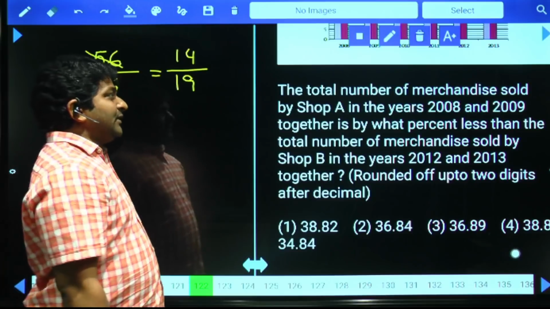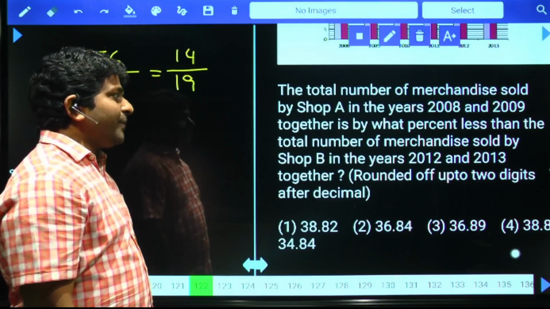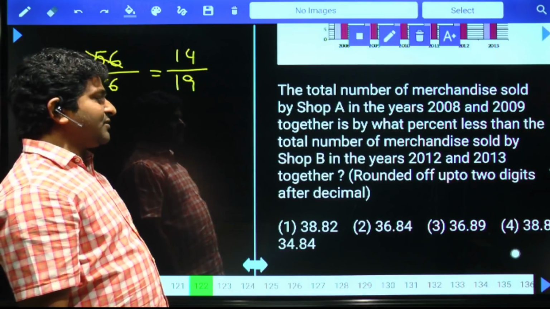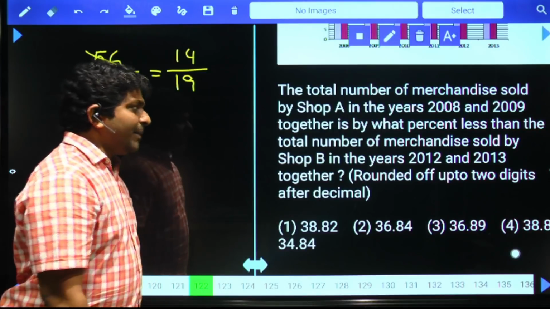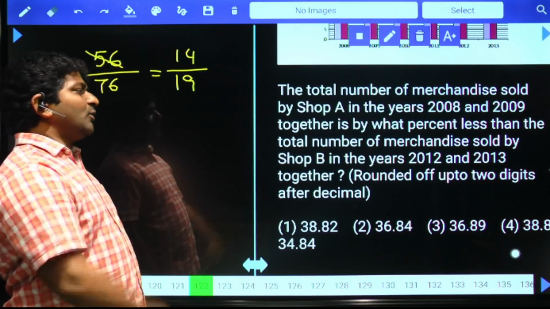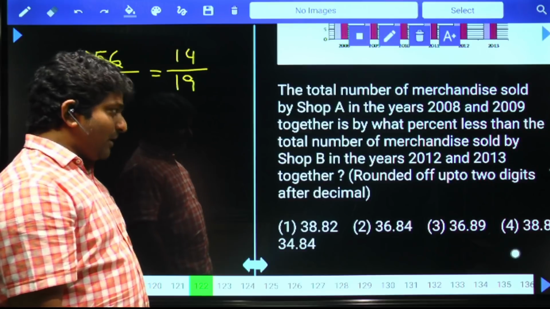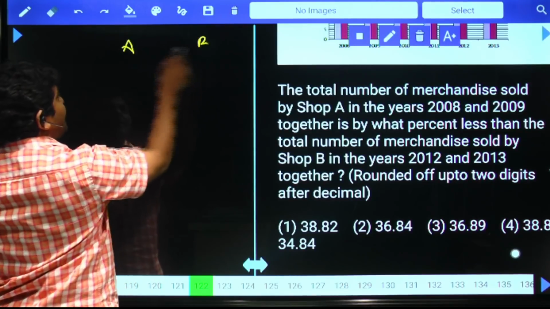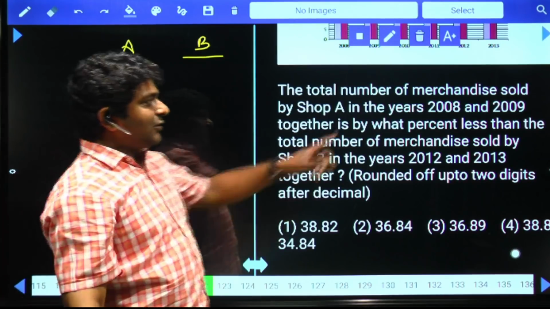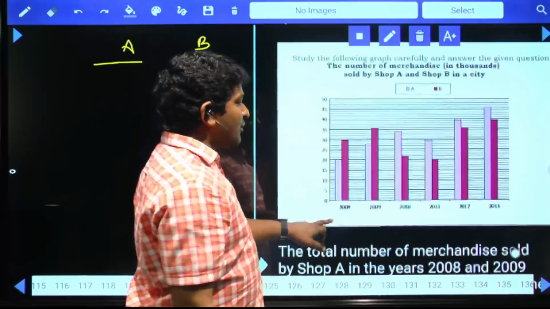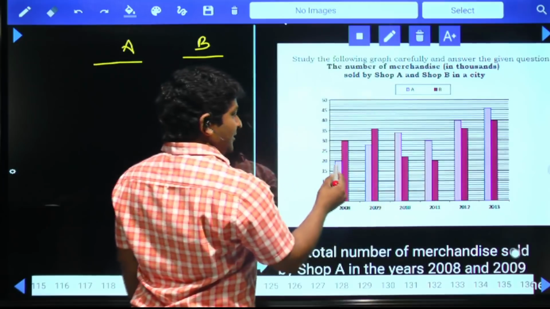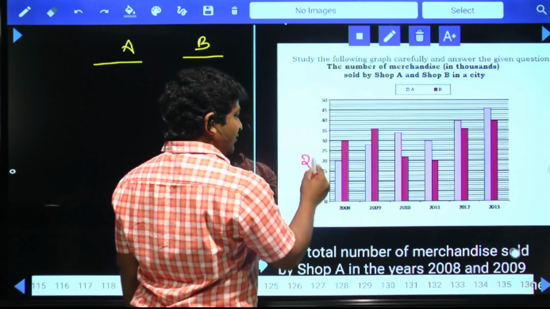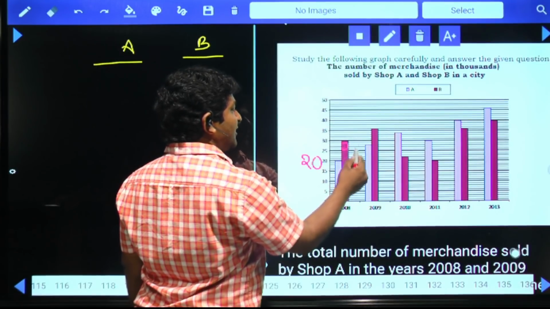Next, the total number of merchandise sold by shop A in the year 2008 and then 2009 together is by what percentage less than the total number of merchandise sold by B in 2012 and 13? We have to calculate A and B. A in which years? 2008 and 9. So this one in 2008 is 20 here and this one is 28.